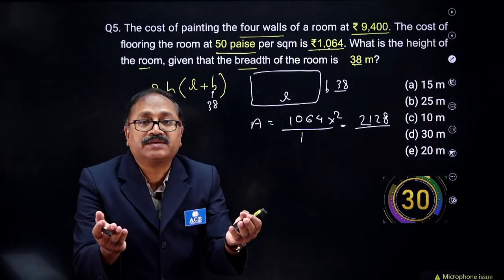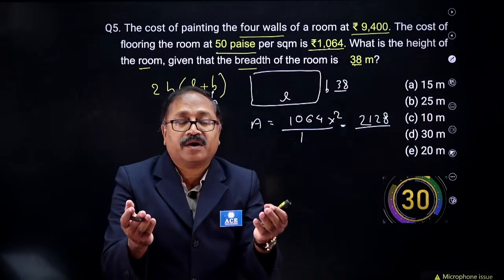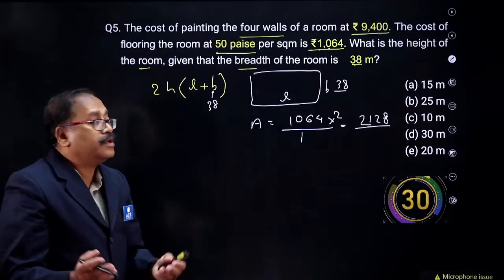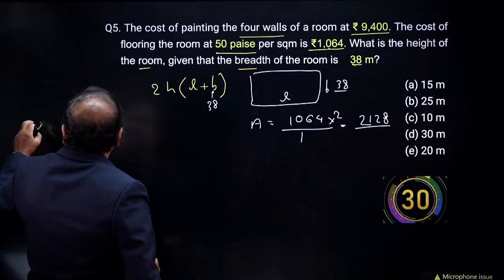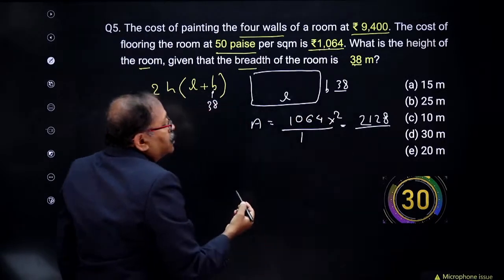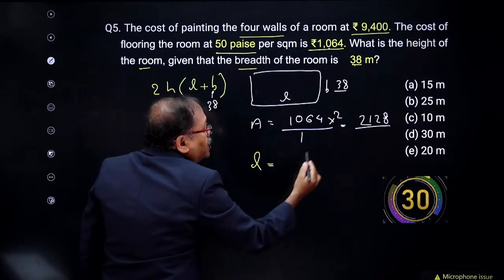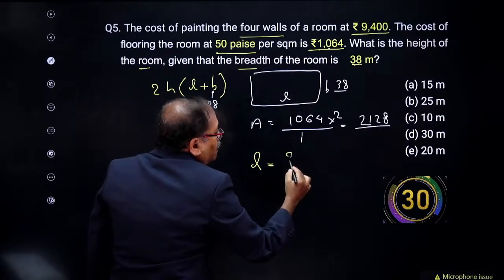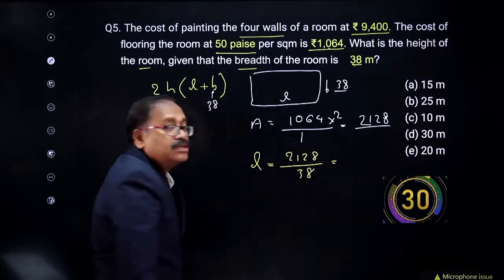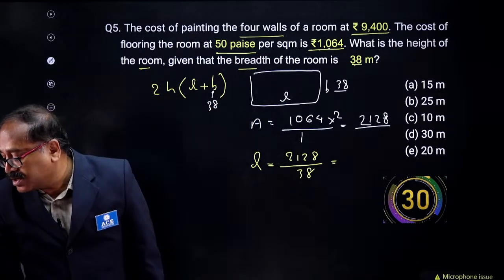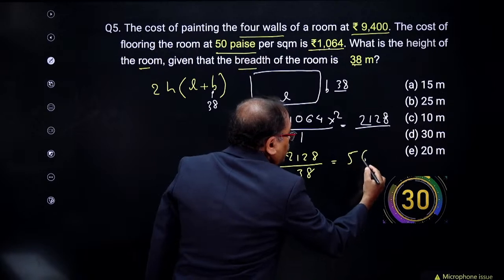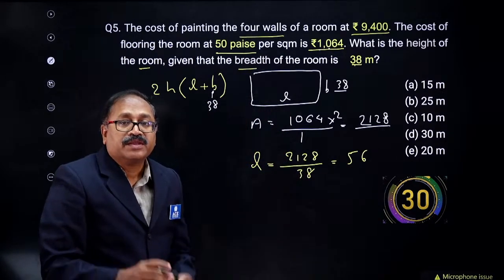Can I get the L, my young friends? Yes, we can get this. L into 38 is equal to 2128, so L will be 2128 divided by 38. Anyone getting the L value? Okay, that's right, 56. So you have rightly responded. When you divide this, you get 56. Now you have the L.